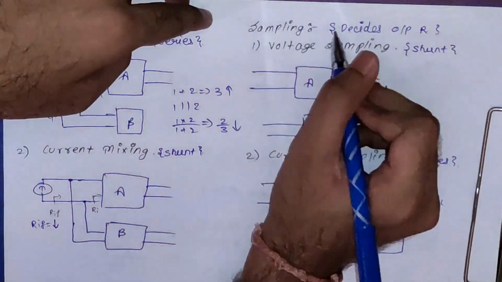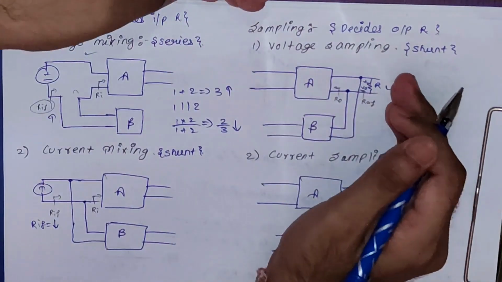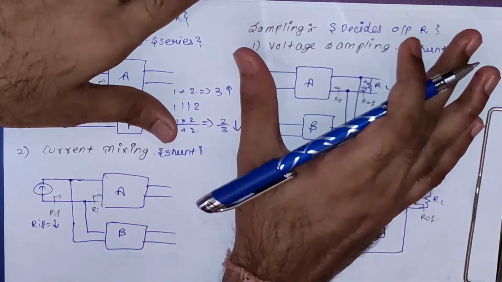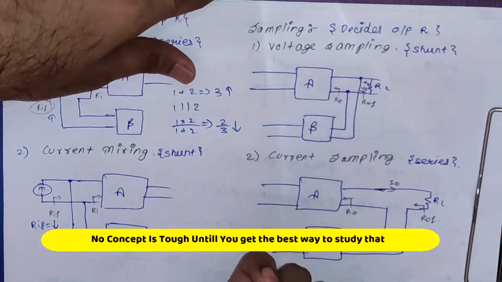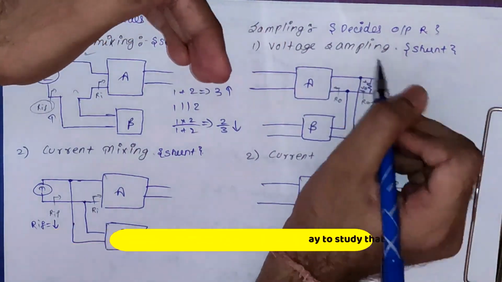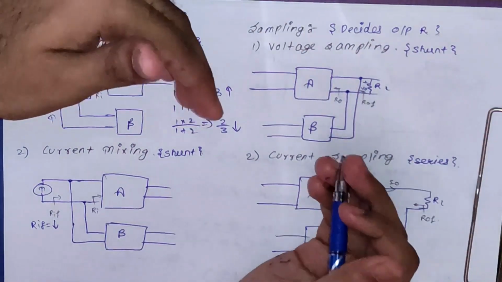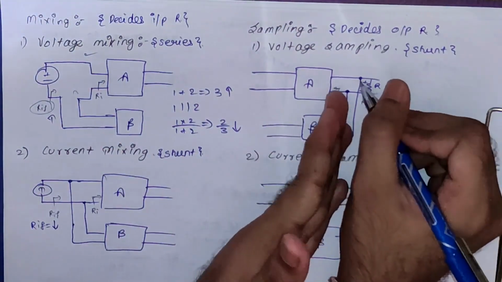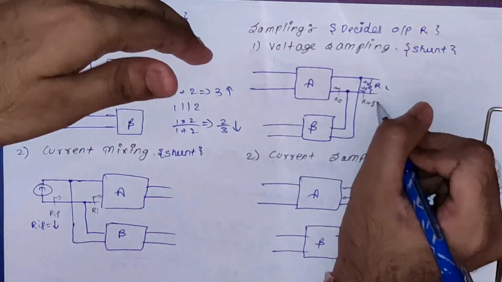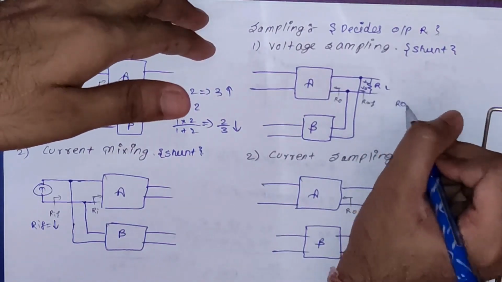Now let's see the sampling. Sampling decides the output resistance, and we know why sampling is required. Sampling is required to take the samples from the output. First we have voltage sampling. This is also called shunt sampling, because to take samples in terms of voltage we are going to add a shunt here. So you can see the complete output resistance is going to decrease.